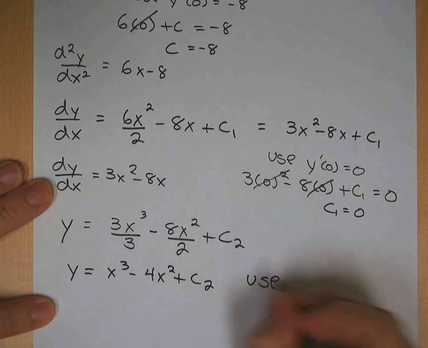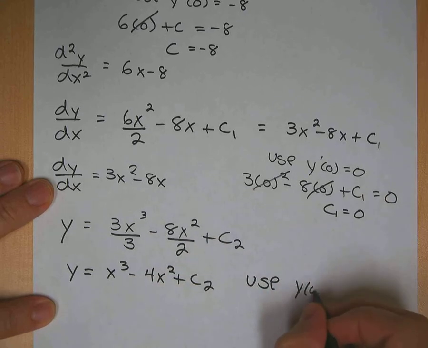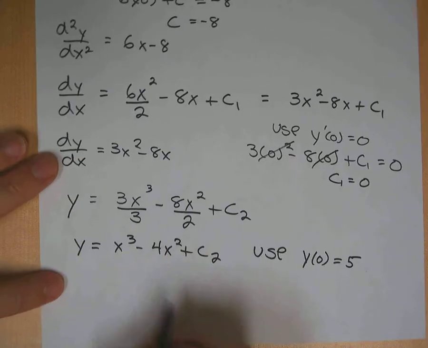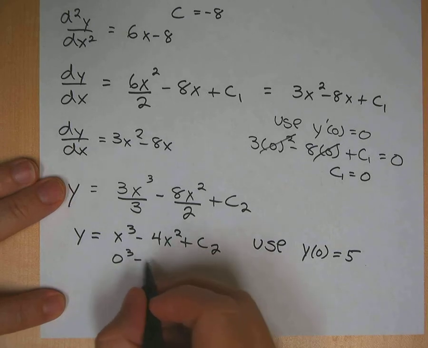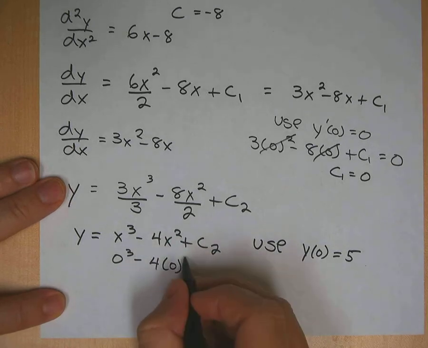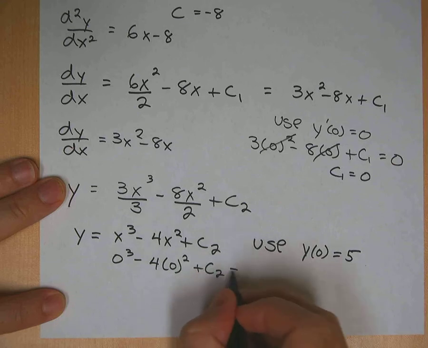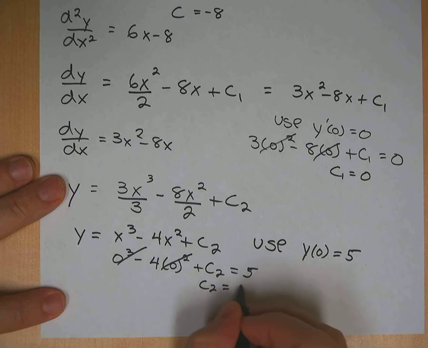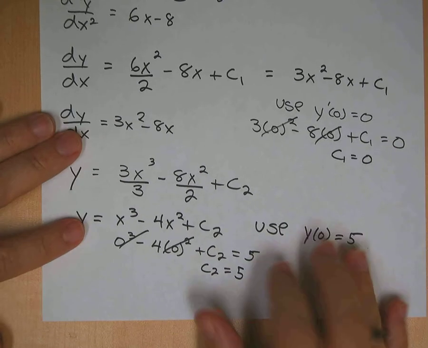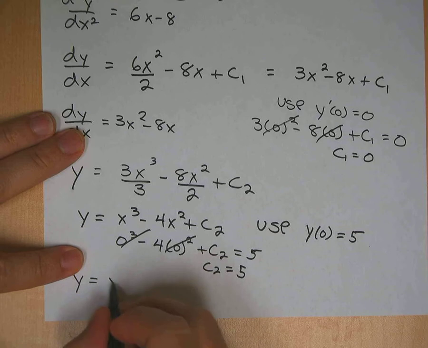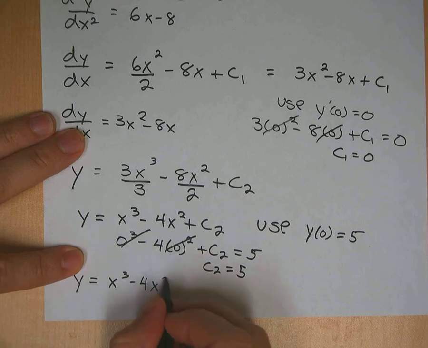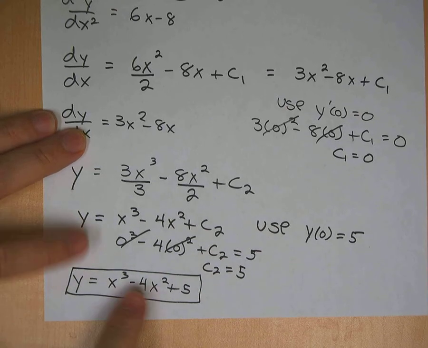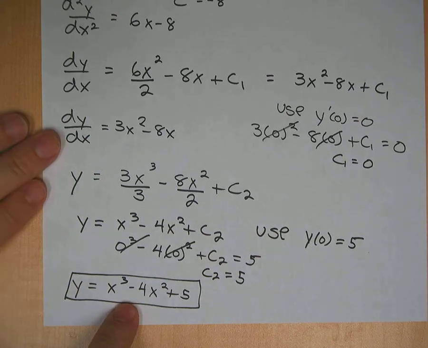We're going to use that last bit of information that if we plug in 0, y is equal to 5. So I'm going to plug in 0 cubed minus 4 times 0 squared plus c2 is equal to 5. Cancel those two out, and I get c2 is equal to 5. And my final answer is y equals x cubed minus 4x squared plus 5. That is the starting function. If you take this derivative 3 times, you'll get 6.